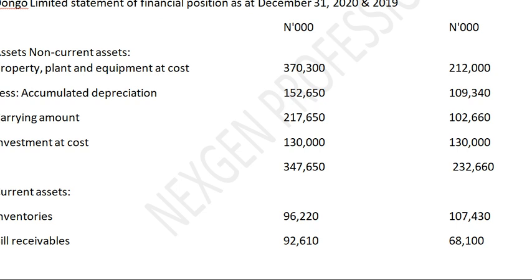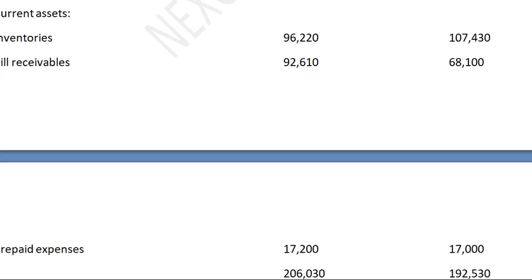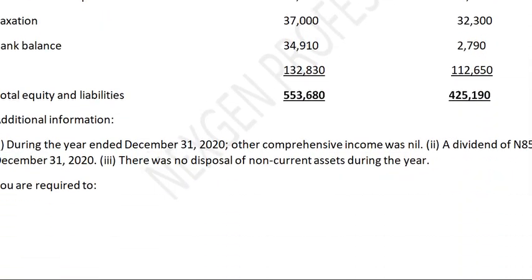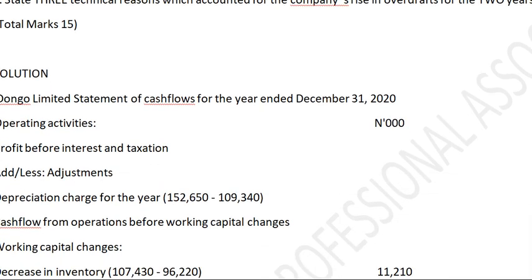Now, the accumulated depreciation for 2019 is 109,340. But look at it. We are now closing with accumulated depreciation of 152,650. The difference between the two will tell you the exact depreciation for the year. So when you take 109,340 from 152,650, it's definitely going to tell you what we have. Somebody should please punch the calculator. What do we have? 43,310. I hope you understand how we got that. So that's what we have here.